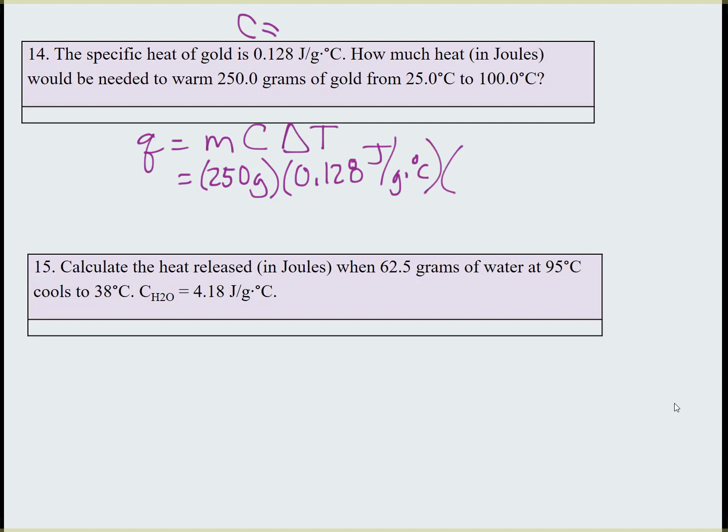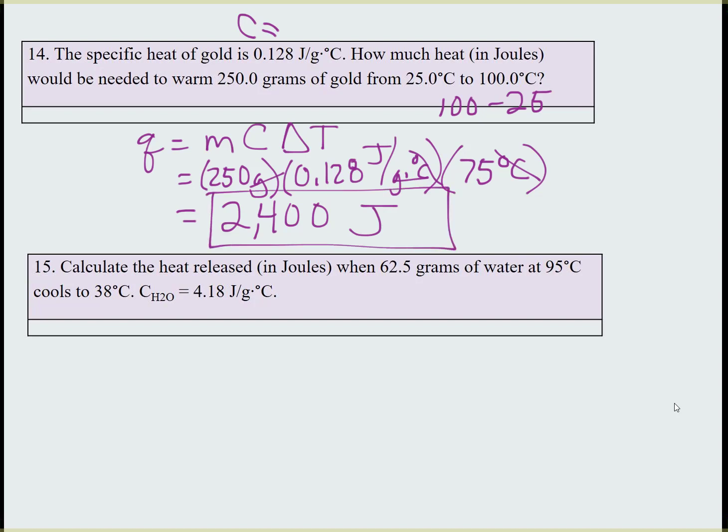And then I do my change in temperature. So remember, it's always final, which is 100, minus 25. So this would be 75 degrees. My units will all cancel. I'll be left with joules. And when I do the math, I get 2,400 joules, so if I did my math right. But again, this is how much heat I'm going to have to put into it. It will have a positive value. Let's do this next one.